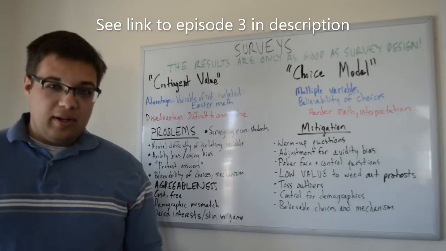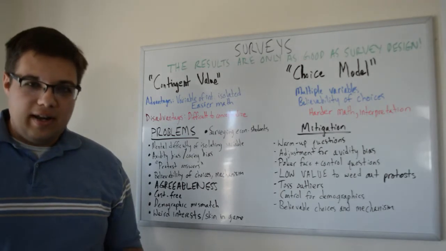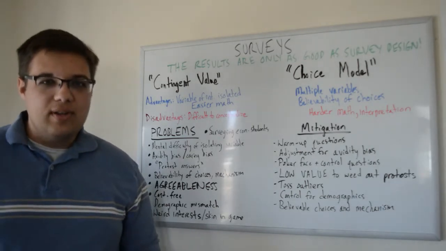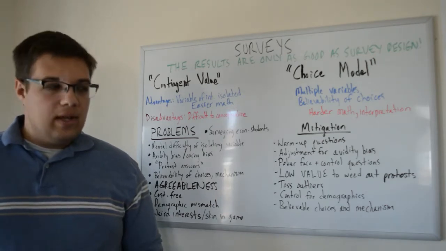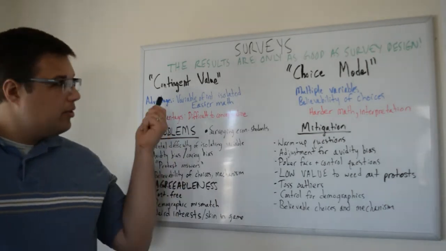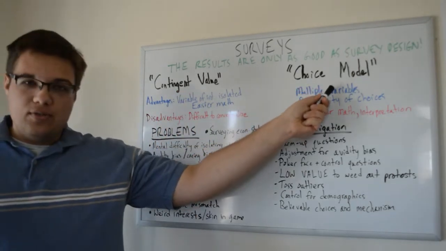So now we're on to talking about surveys and how we can use surveys to try to ascertain values of non-market goods, particularly outdoor recreation or the value of natural areas. And we're going to talk about two types. The first is contingent value survey, and then the other is a choice model.